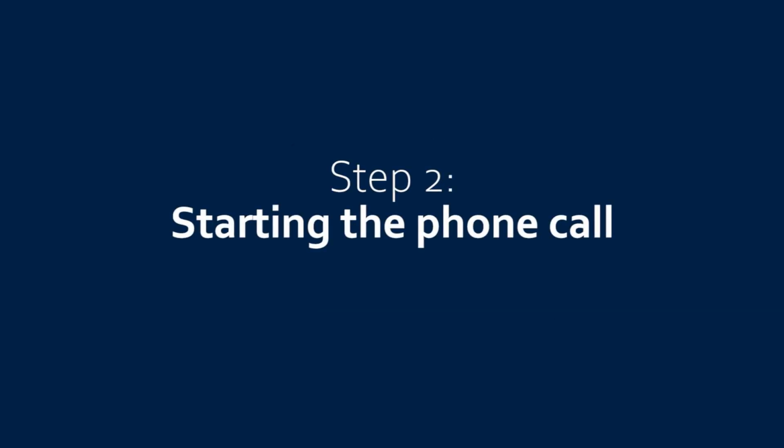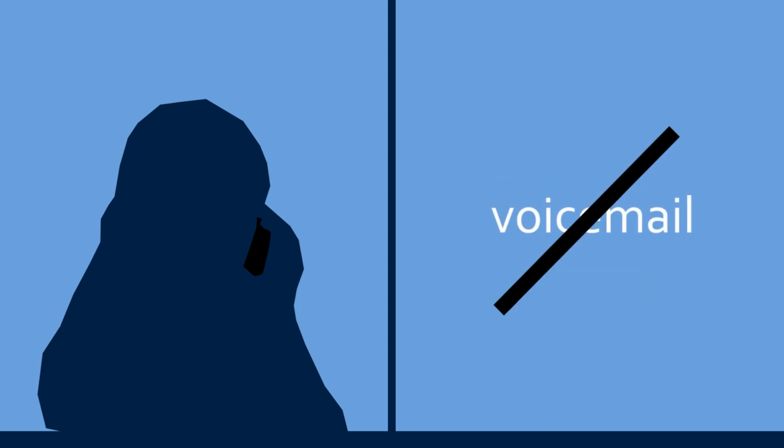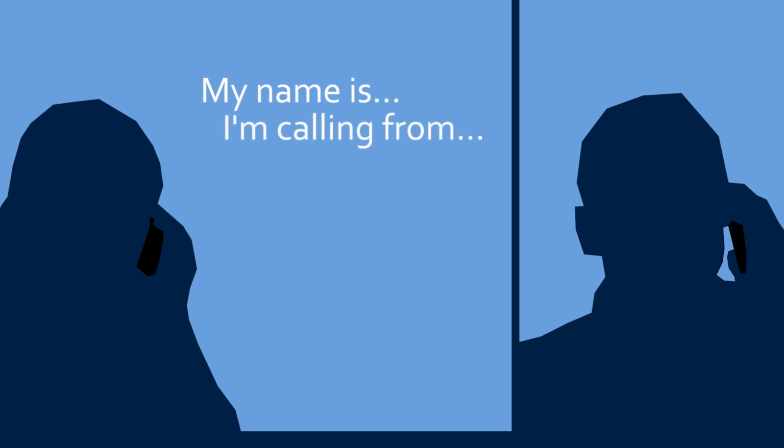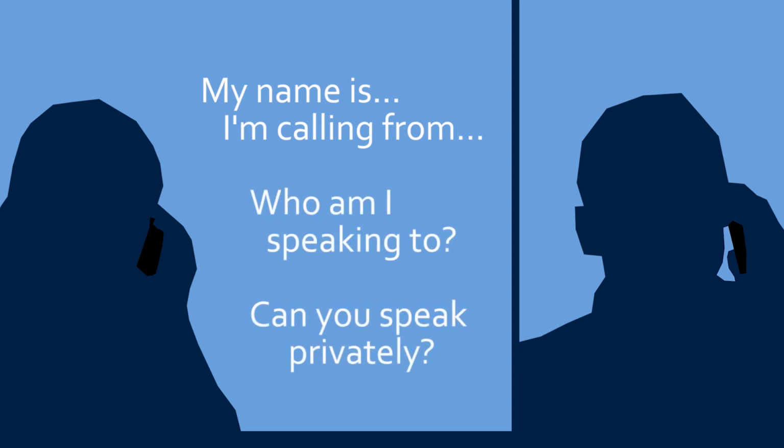Step 2. Starting the phone call. If the person does not answer the phone, do not leave a voicemail. If they do answer, introduce yourself by name. Clearly explain where you're calling from, for instance, which care home, and establish who you're speaking to. Check that they can talk privately. Speak slowly. Counting to 3 in your head can help slow you down, particularly if you're feeling nervous.